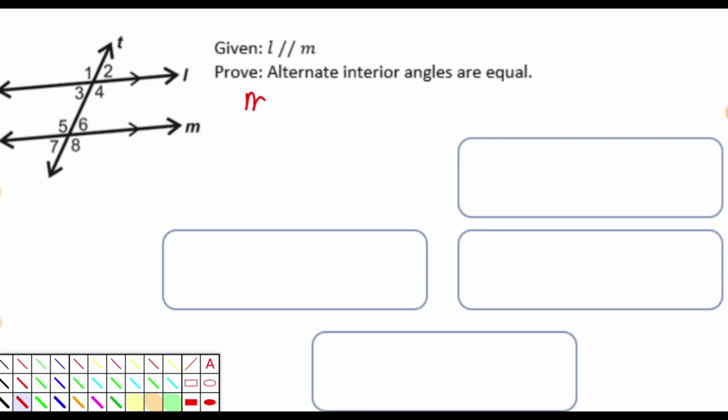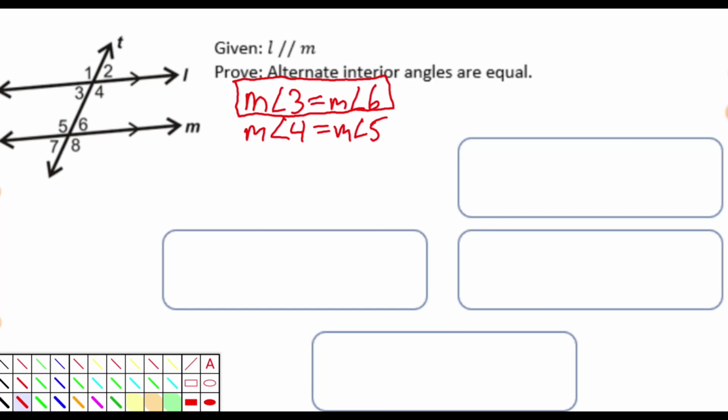So I'm going to try to prove that the measure of angle 3 is equal to the measure of angle 6. And then second, the next time we do this, I'll let you guys try that one. The measure of angle 4 is equal to the measure of angle 5. All right, perfect. So now, how are we going to do that? How are we going to try to prove? Let's do the first one. How do you prove that the measure of angle 3 is equal to the measure of angle 6?